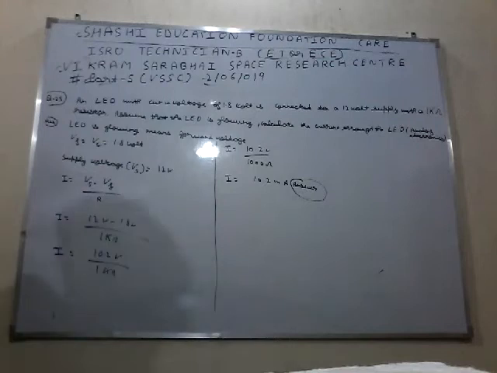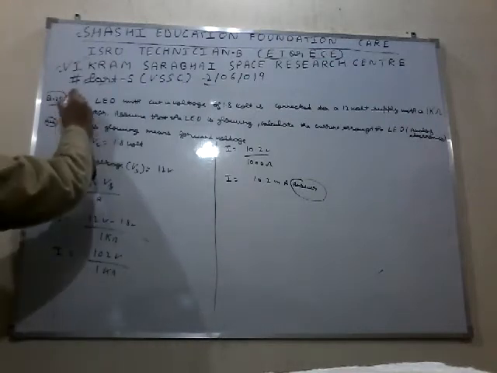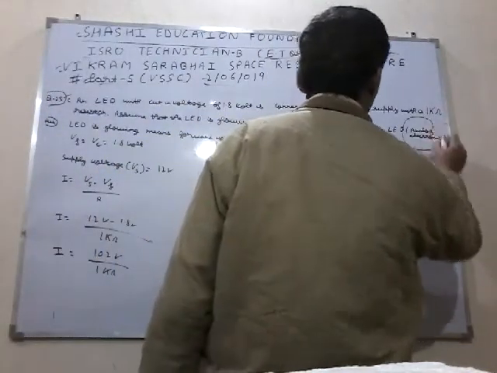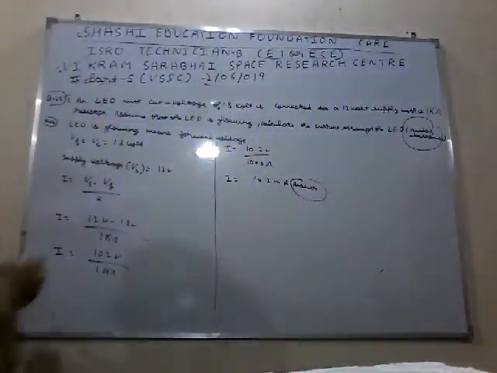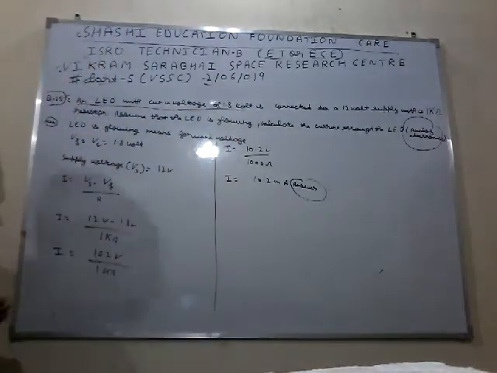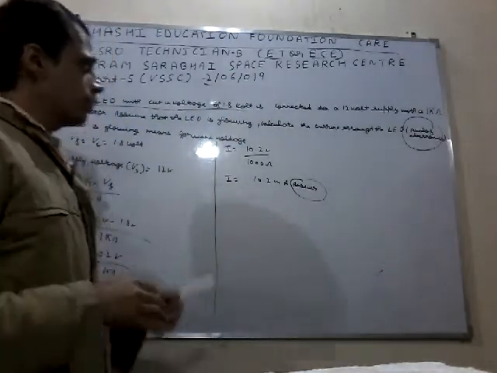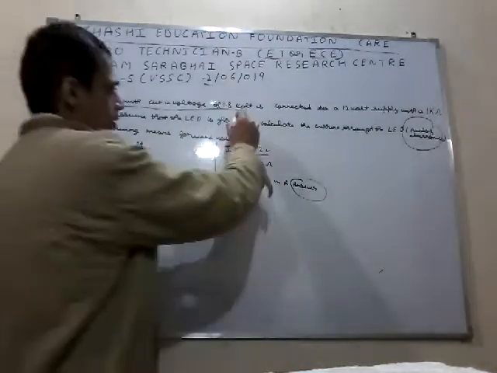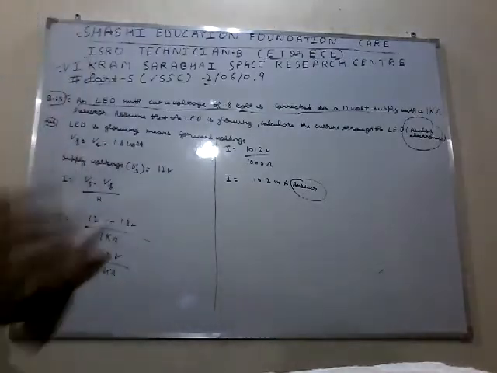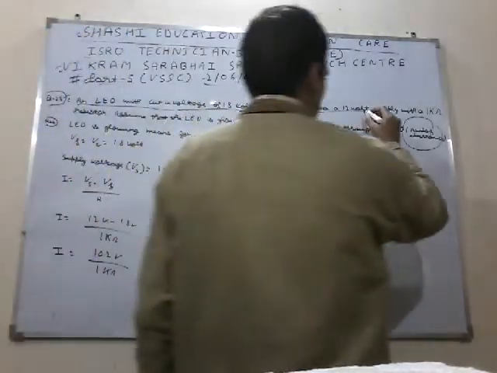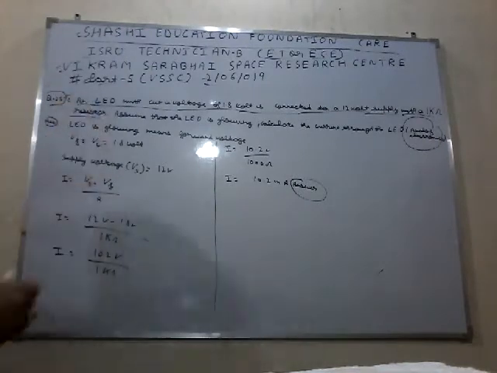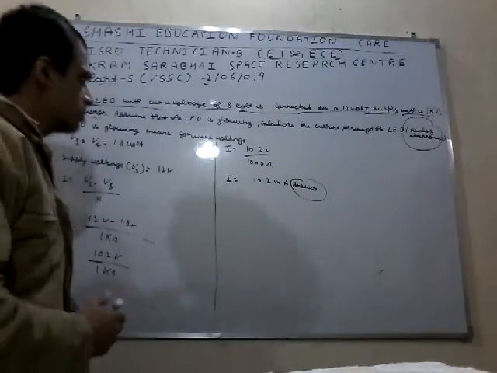Now let's see it here. Question number 25 is from analog electronics. Remember this. The question they asked: an LED with a cut-in voltage of 1.8 volt is connected to a 12 volt supply with a 1 kilo ohm resistor, which is a 1000 ohm resistor.